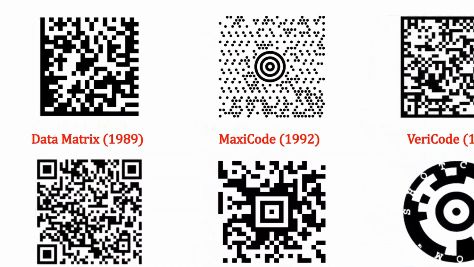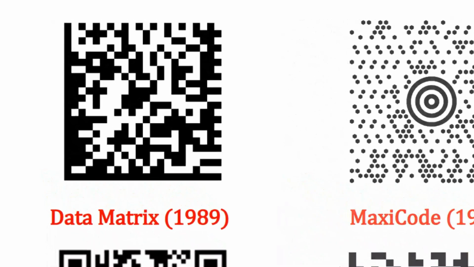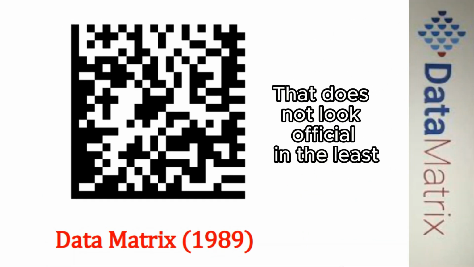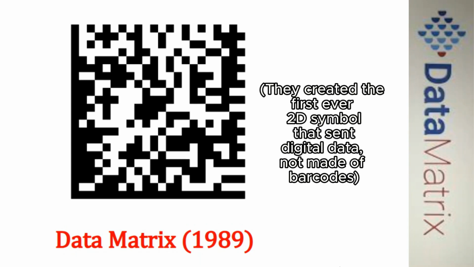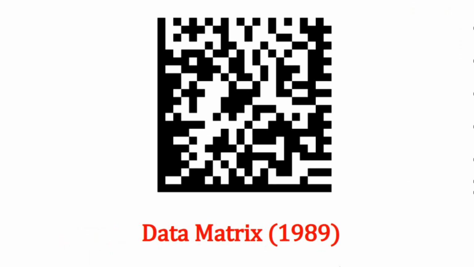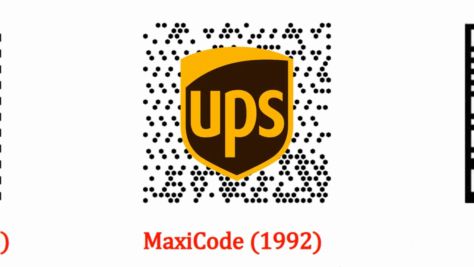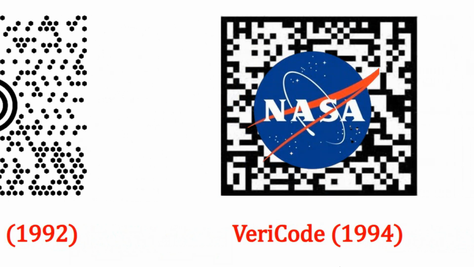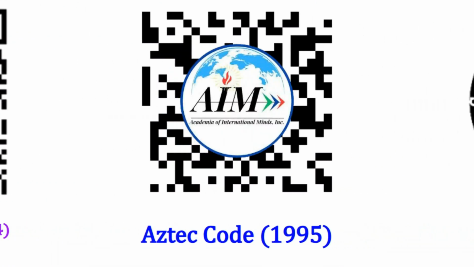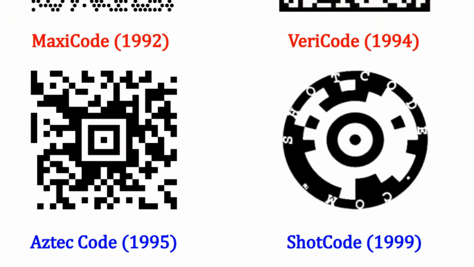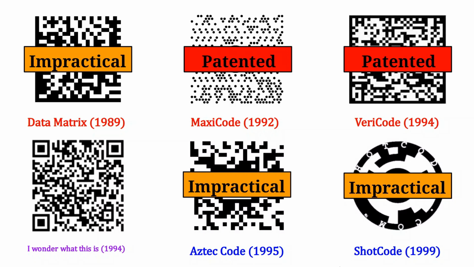It is important to note that the QR code wasn't the first ever 2D barcode or data matrix. In fact, in 1989, the International Data Matrix Incorporation created the perhaps first ever data matrix, called Data Matrix. Very creative! After Data Matrix, there was MaxiCode from UPS in 1992, VeriCode from NASA in 1994, and then the QR code. Of course, there were some others like Aztec Code and Shock Code, but by today's standards, these are all either insufficient, impractical, or patented.